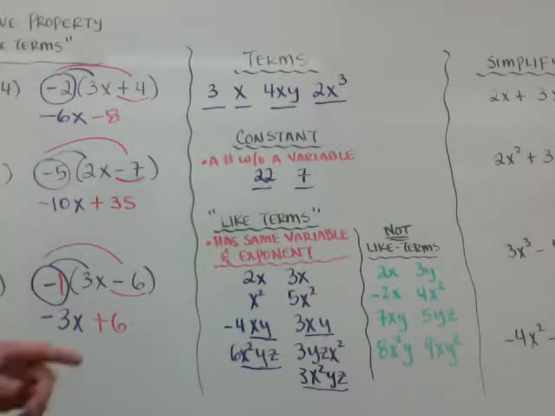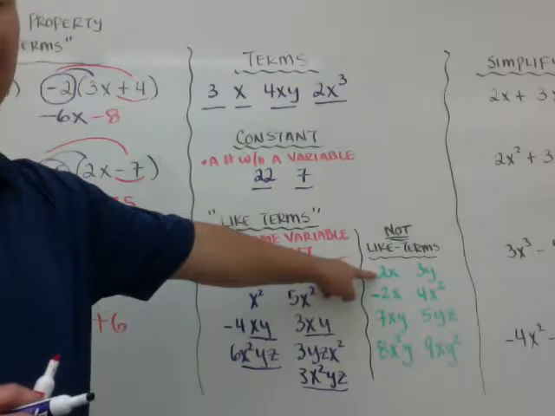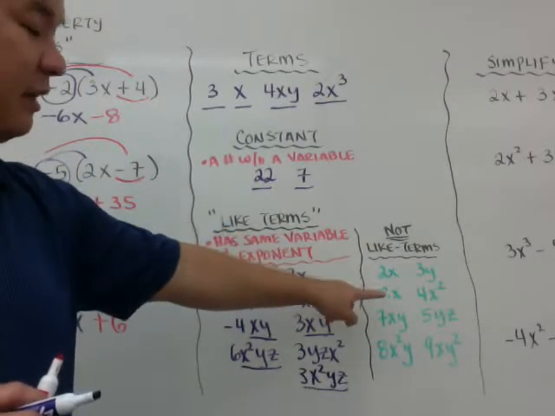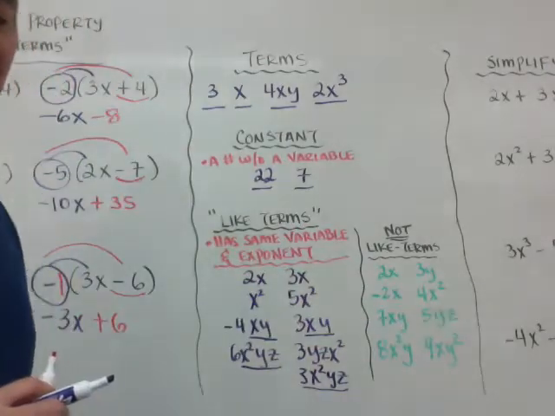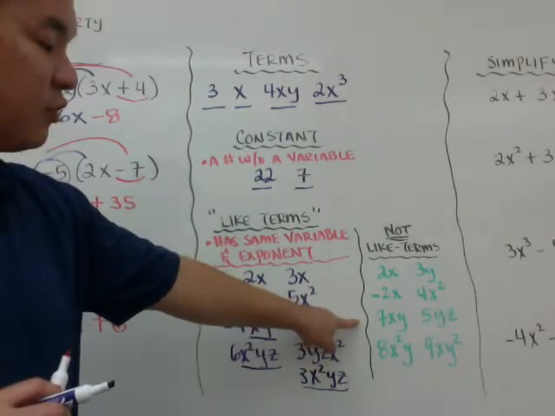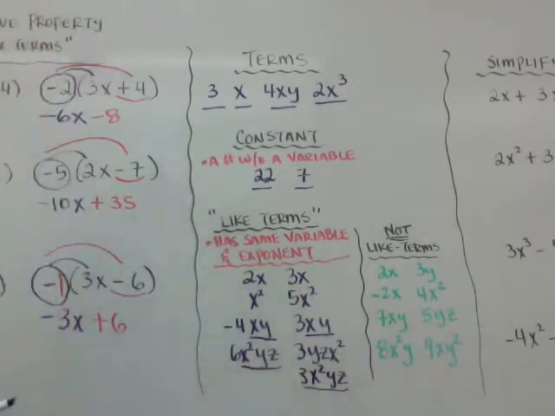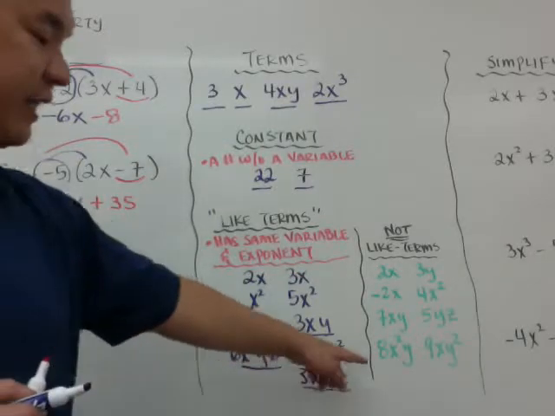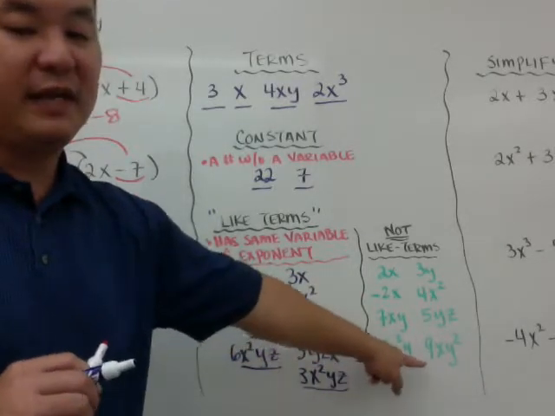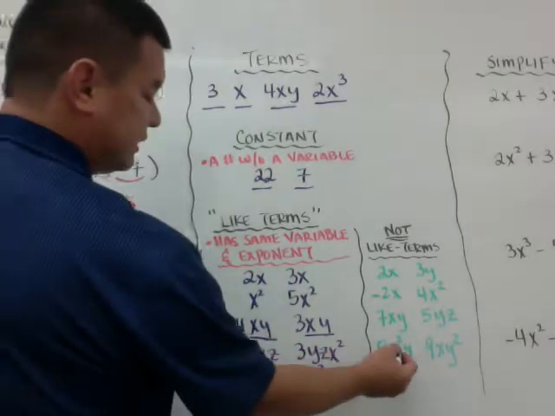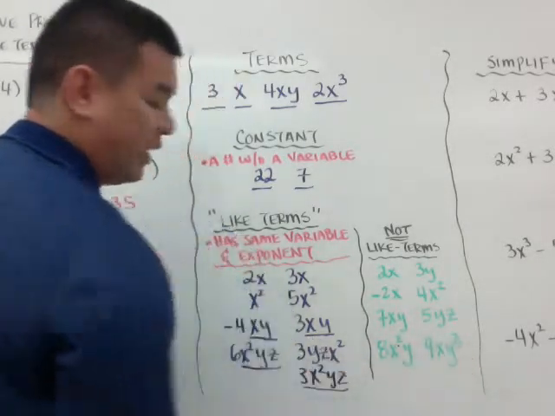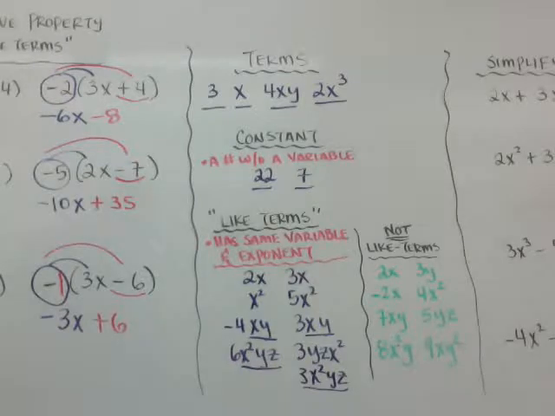Okay. Whereas in this case, 2x and 3y are not like terms, you cannot combine them. Negative 2x and 4x squared, because the one is x and the one is x squared, you cannot combine. The 7xy and the 5yz, they don't have the same variables. And in this case, the 8x squared y or the 9xy squared, they have different exponents. This is x squared, whereas this one is y squared. And that's why they are not like terms. Okay, so you cannot combine them.